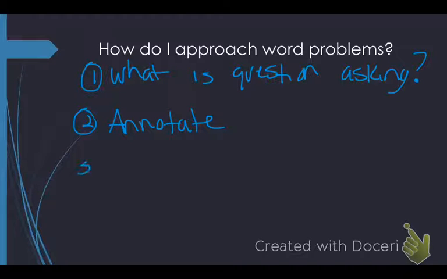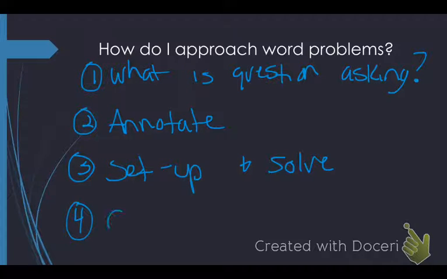In step 3, I like to use those annotations to actually set up and solve whatever the question is asking me to do. And then in step number 4, I like to check or kind of reflect on my answer. So I want to keep those things in mind. What is the question asking me? How can I annotate to help myself with the problem? Set it up and solve it, and then check and reflect on my answer.